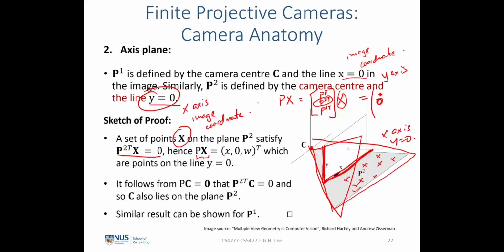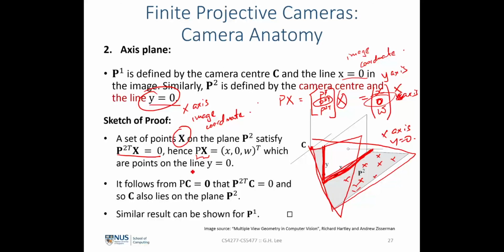And the first element of this can be any point, which is x, and the last one, P3 transpose, the last row of the projection matrix multiplied by x, can also be anything, which is denoted by w. So what this simply means is that any point that lies on P2 will be projected to the x-axis, since for any point here, the y element of this projection is going to be 0. So now we have proven that P2 must contain this line where y equals 0, which is essentially the x-axis. The next step to the proof is that we must also prove that this plane P2 contains the camera center.